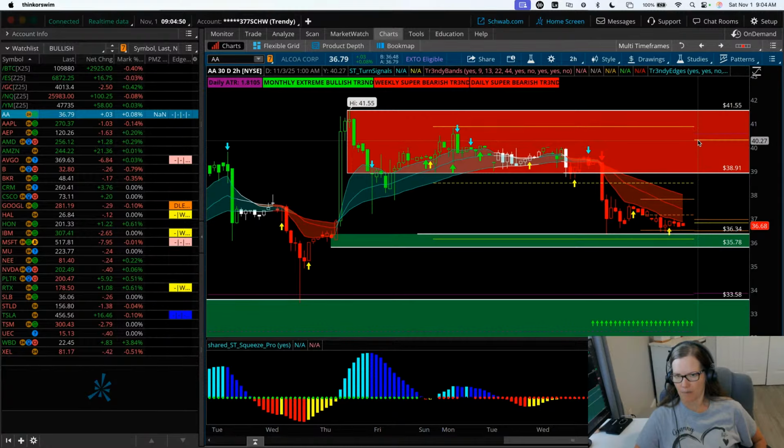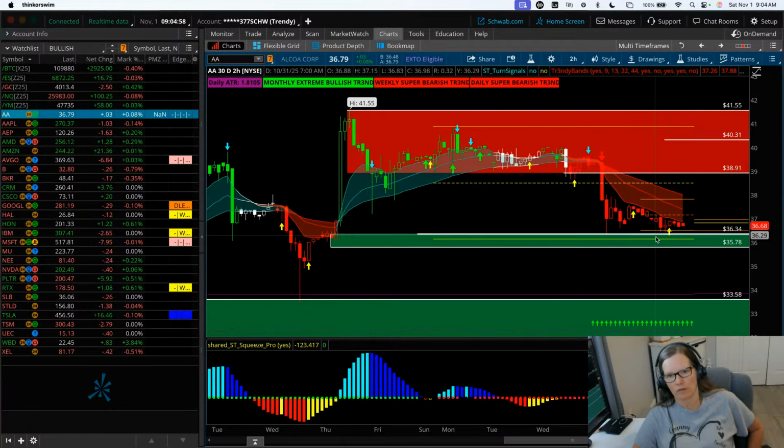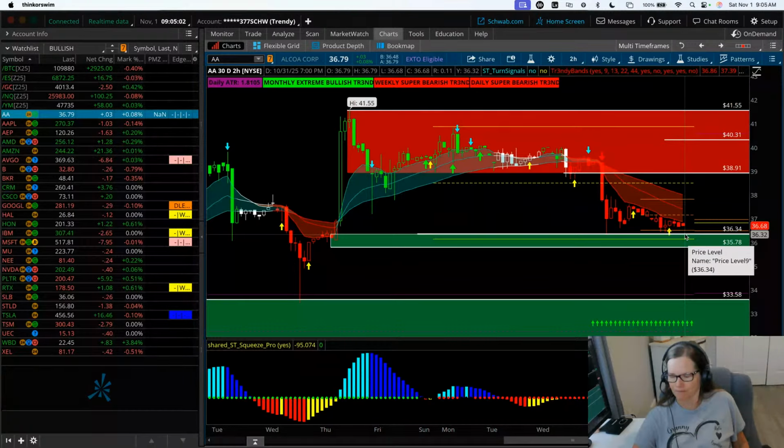See this upper yellow edge here? That's an upper weekly edge. This is the lower weekly edge. So this trade on Alcoa would look like this. Yeah, I am, Gary, because it's not one that I normally chart. So, yes. But this is what the trade would look like on Alcoa here.